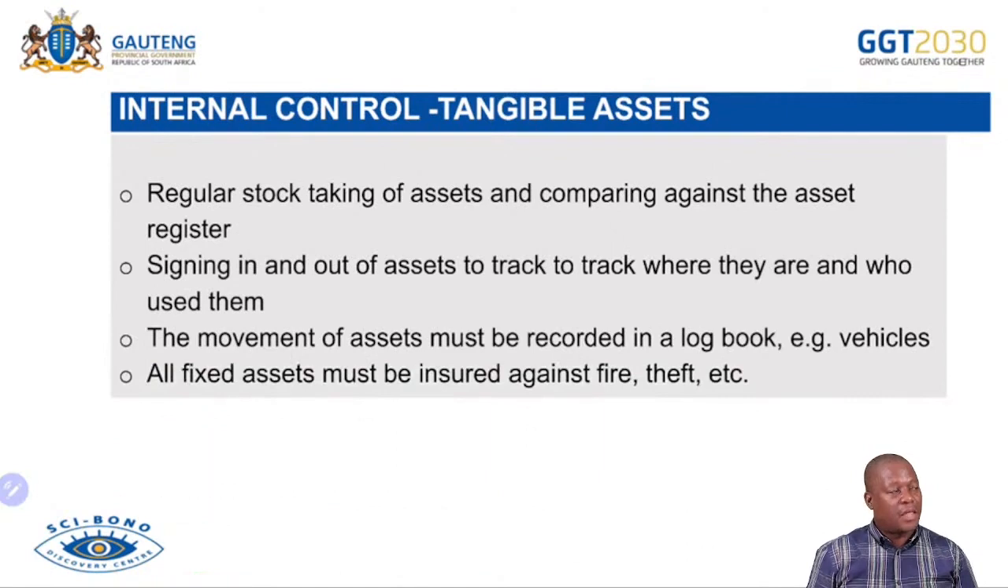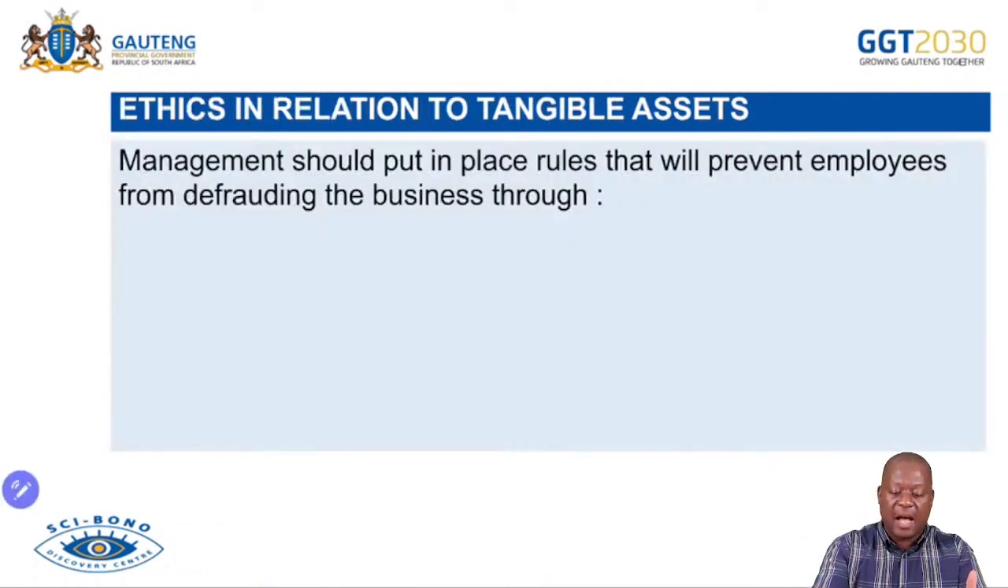vehicles. And then all fixed assets must be insured against things such as fire, theft, natural disasters, among other things. Please take note. These are our internal controls, ways in which we can safeguard and make sure that our assets are taking care of us, are generating more profits for us.